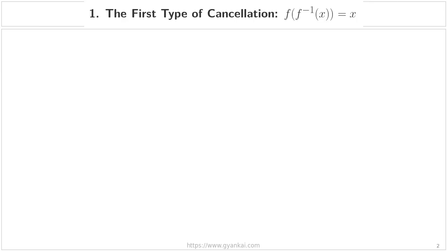1. The first type of cancellation, f(f⁻¹(x)) equals x.